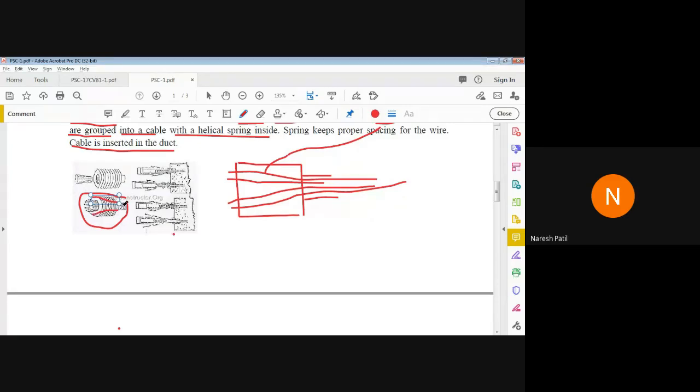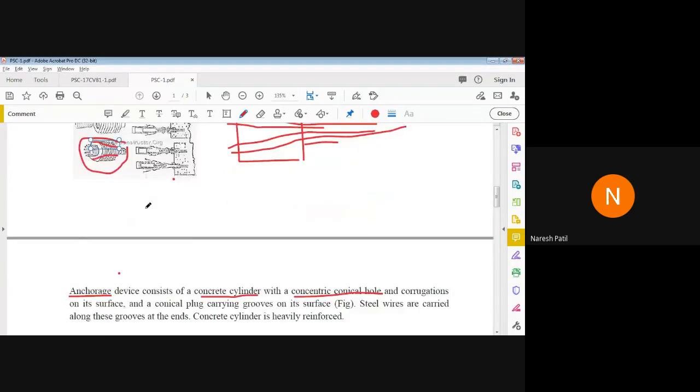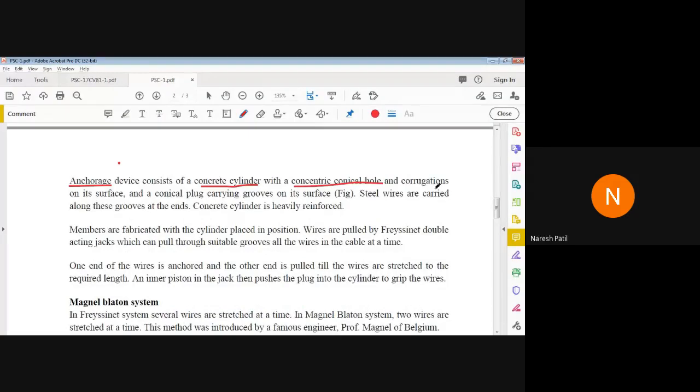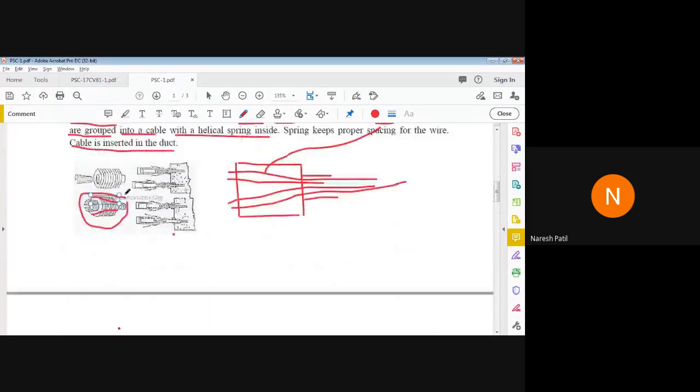It will be inserted into the conical hole, with corrugations on its surface, and a conical plug carrying grooves on its surface. What will happen? This is called the conical plug. After stretching the cable, this plug will be inserted into the conical cylinder, the concrete cylinder, to lock the cables. Otherwise, if the cables are stretched and you release them, they will try to go back.